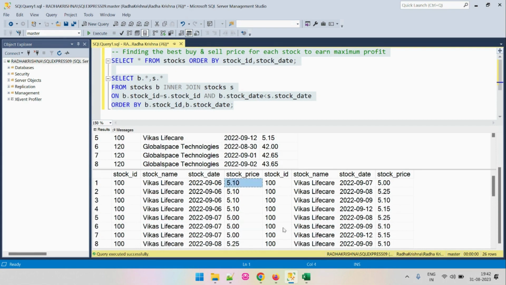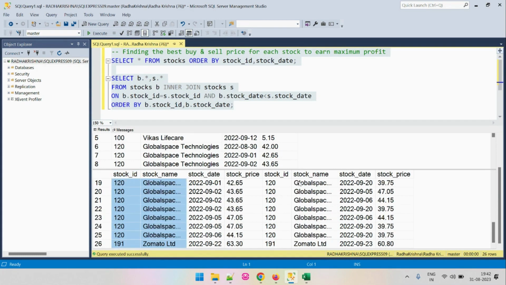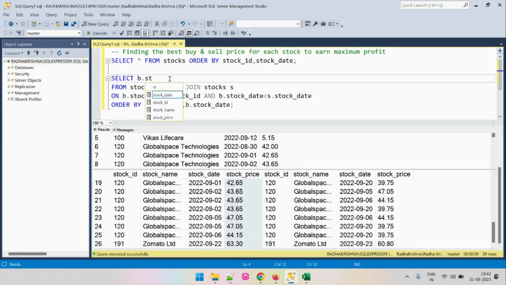Now, one thing to notice here, these columns, the stock ID and stock name, will be exactly the same. What will differ is the stock date and stock price. These two columns will differ in the buy columns and the purchase columns. So now we will start renaming the columns. Stock ID we will keep as it is a common column in both the buy and sell columns. Then we will have the stock name. So from this output, we have now retrieved these two columns.